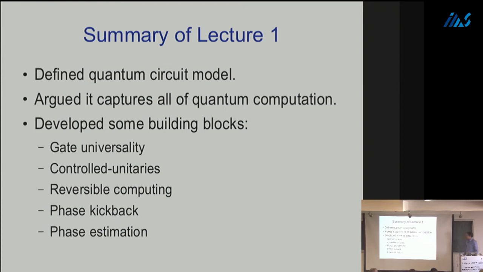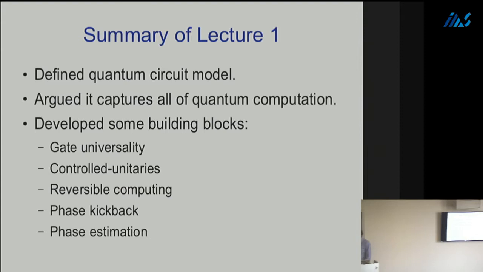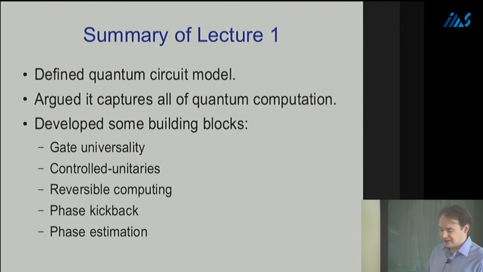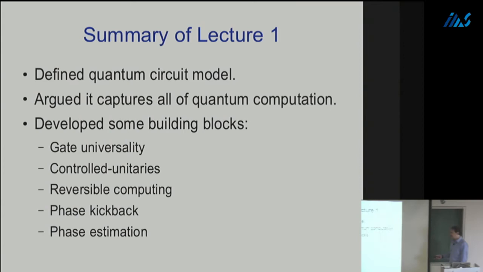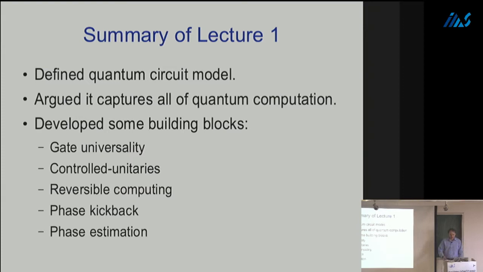And then we went through some building blocks for algorithms, which were gate universality, by which we could decompose arbitrary unitaries into quantum gates. So if the unitaries were acting on at most logarithmically many qubits, then we could do this in polynomial time. And for arbitrary unitaries on n qubits, most unitaries can't be made efficiently. And then we went through some of the building blocks.